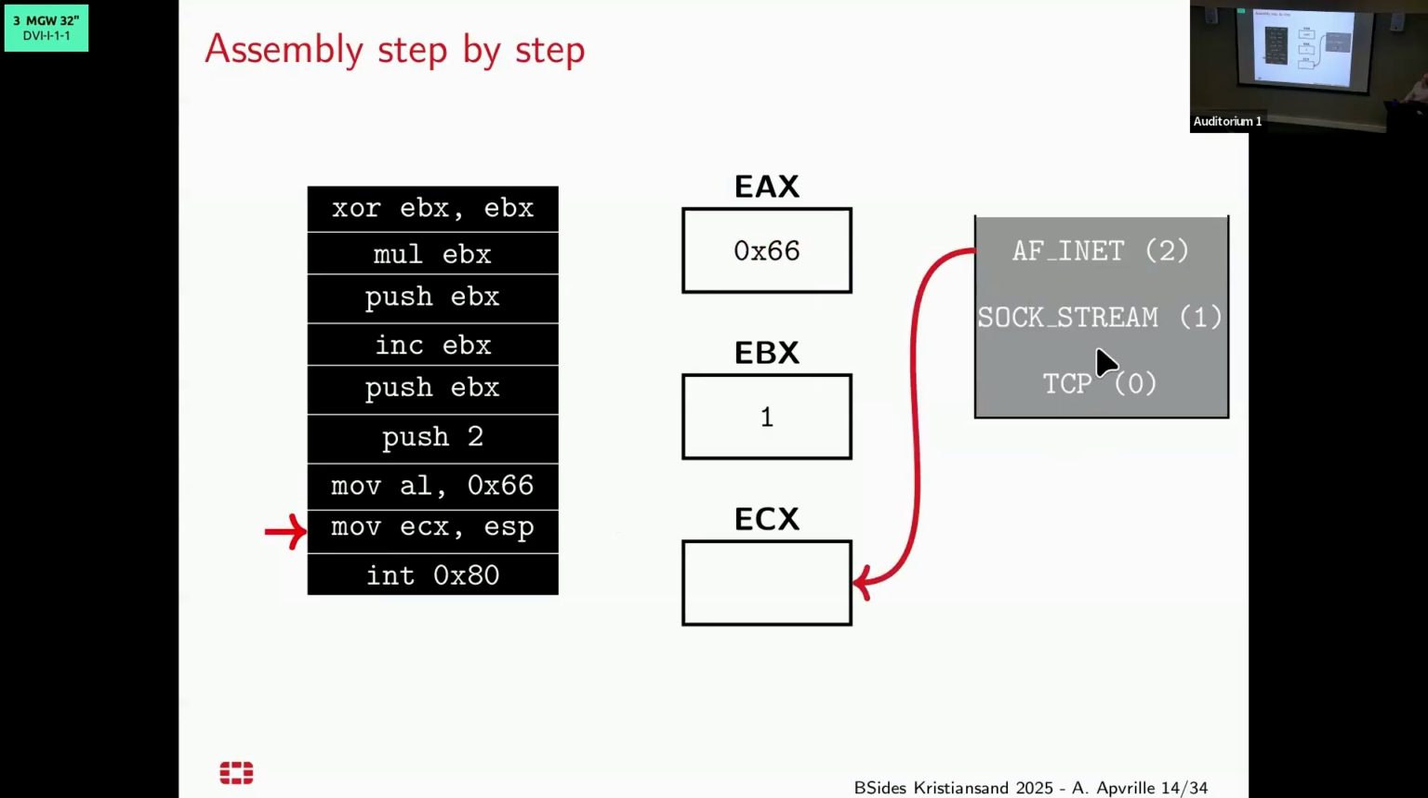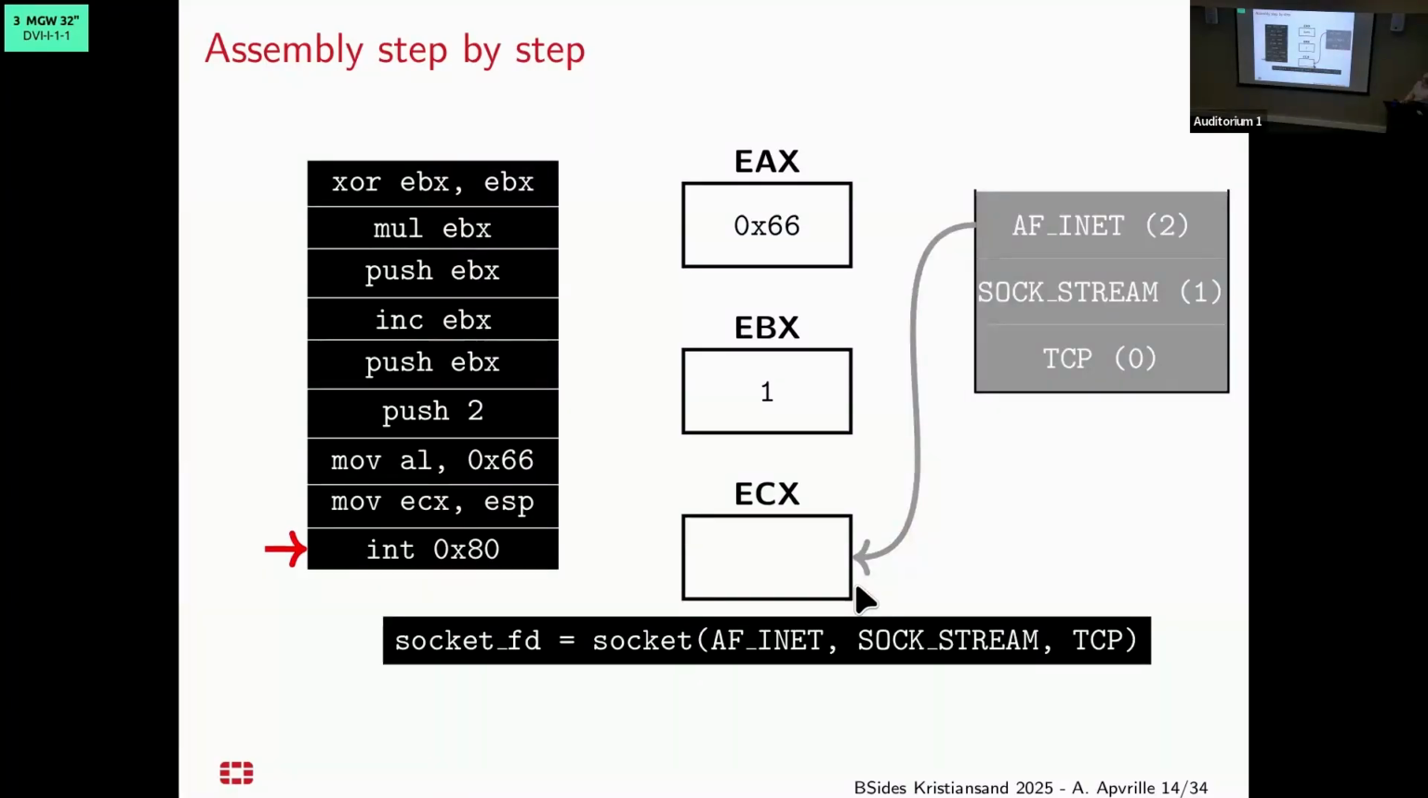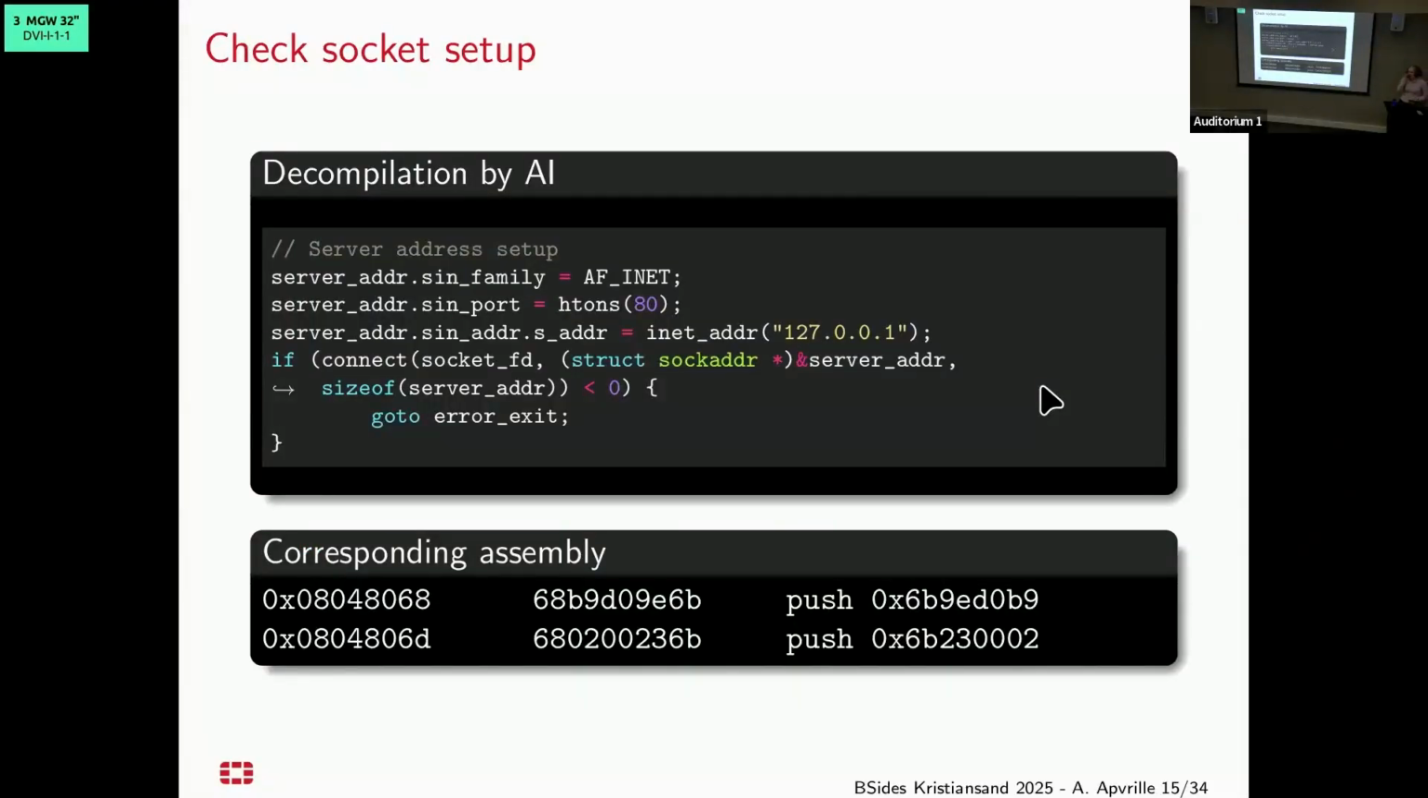Then we put the stack pointer in ECX, and we do the software interrupt. When we have the software interrupt, we see that we have 66. So this is going to do the multiplexer socketcall. The first argument of this socketcall is in EBX, 1. If you remember from previous call, it means that it's going to call socket. And the arguments for socket are in ECX. So we have AF_INET, SOCK_STREAM, TCP. So in this case, the AI was perfectly right. And we checked it, but everything is fine.